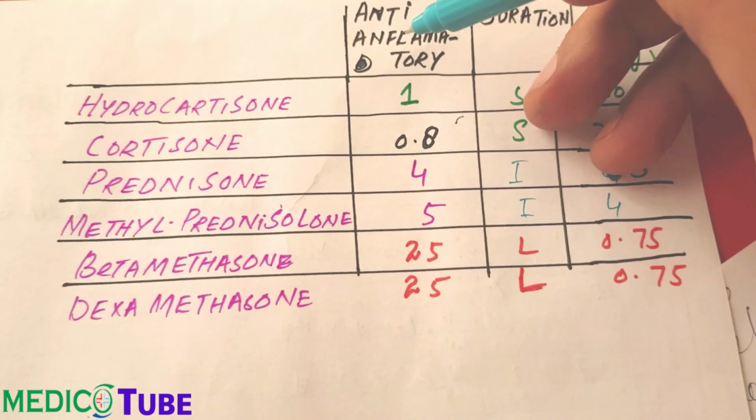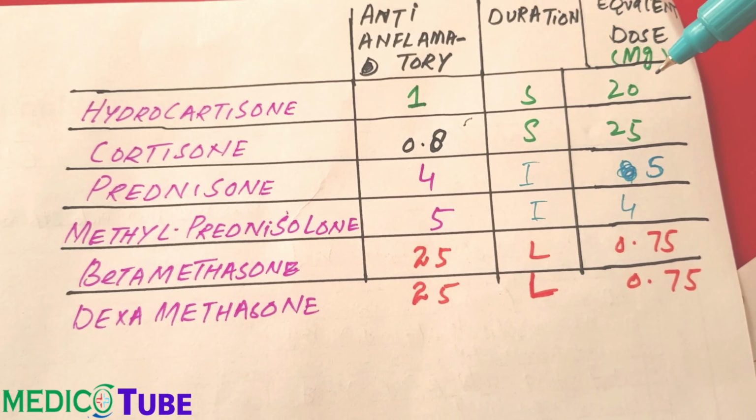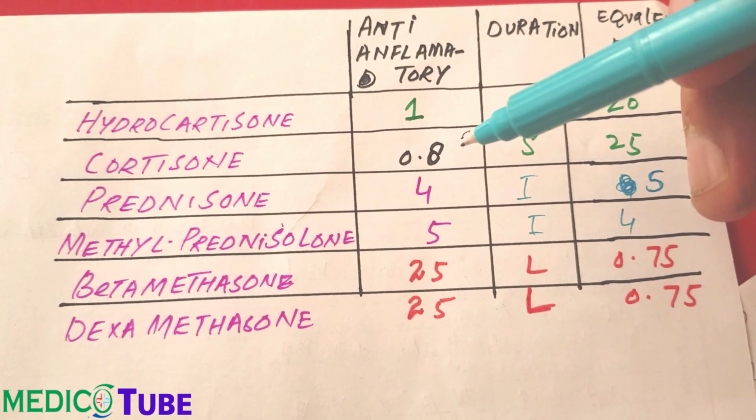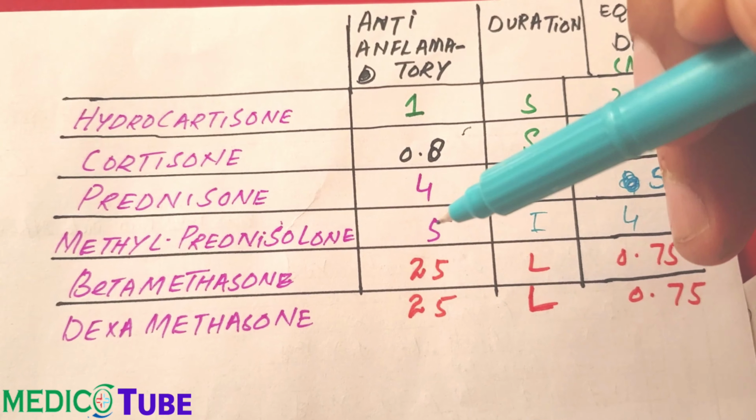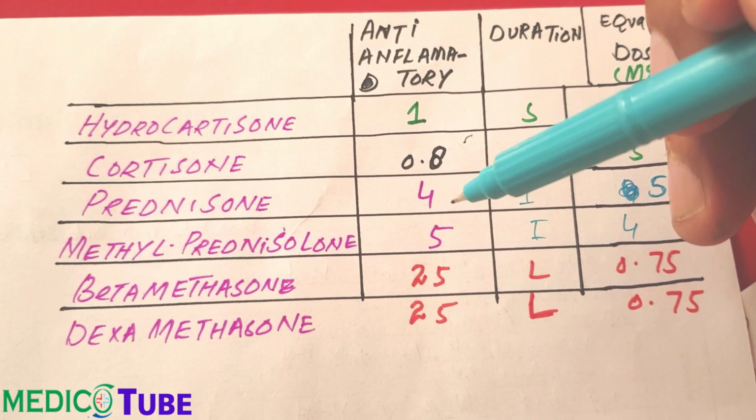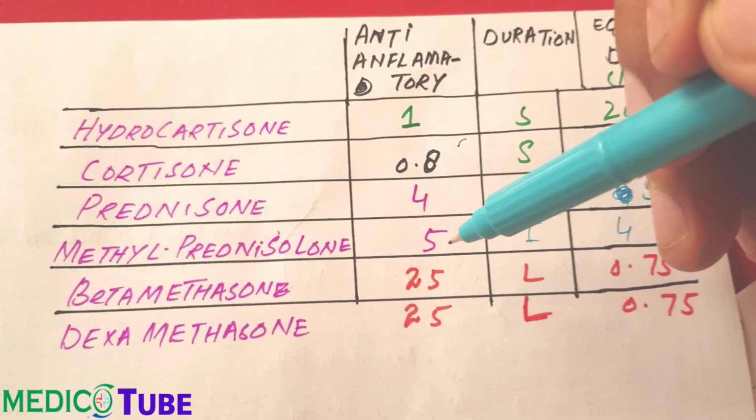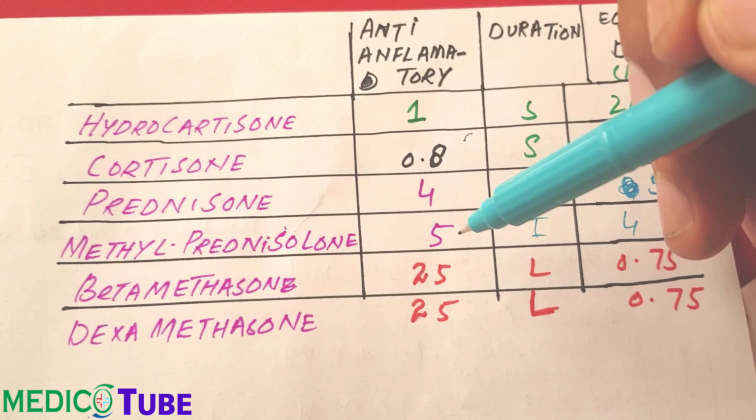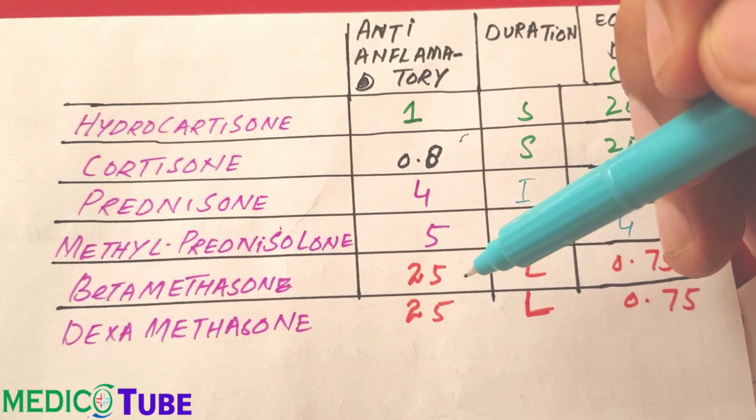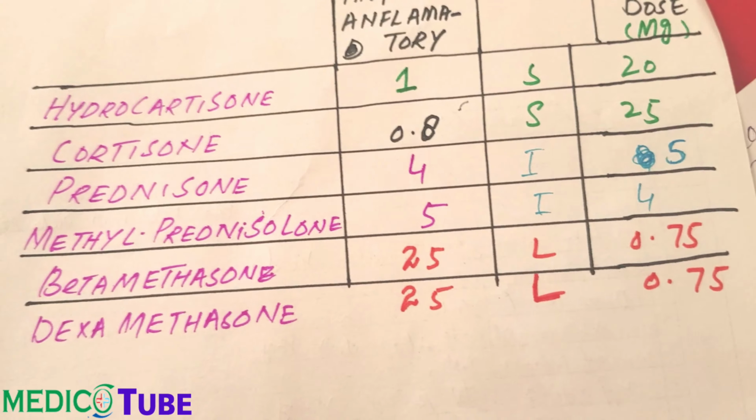If you look at hydrocortisone, its anti-inflammatory action is 1, its duration of action is short, and the equivalent dose is 20 mg. Cortisone has an anti-inflammatory action of 0.4, and it's also short acting. The second one is prednisolone, which is intermediate acting, with an anti-inflammatory action of 4. Methylprednisolone has an anti-inflammatory action of 5. Betamethasone and dexamethasone have an anti-inflammatory action of 25 plus, and they are long acting, with an equivalent dose of 0.75 mg.